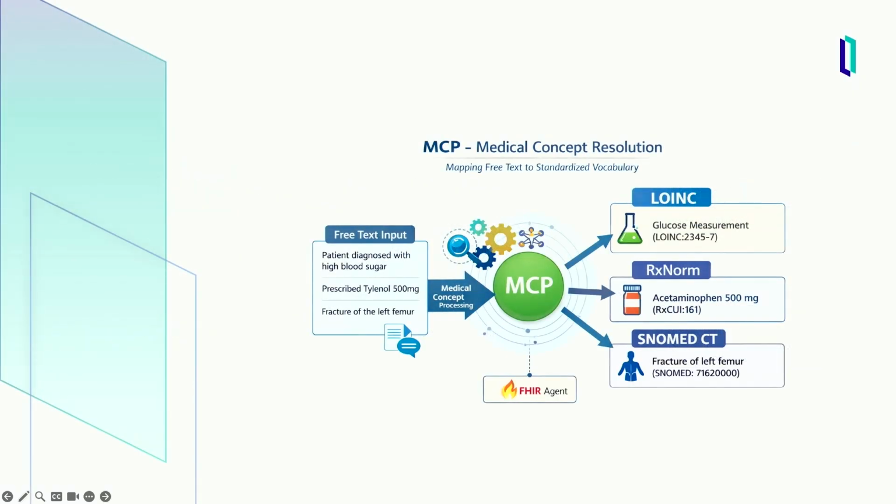Currently, our FHIR agent uses MCP to connect to terminology-oriented services. But I would emphasize that terminology is only one use case. The larger takeaway is that MCP lets you standardize how the agent reaches external capabilities, whether that capability is code resolution, search, policy lookup, or scheduling.